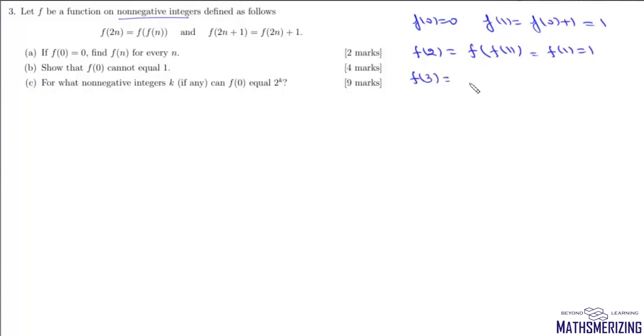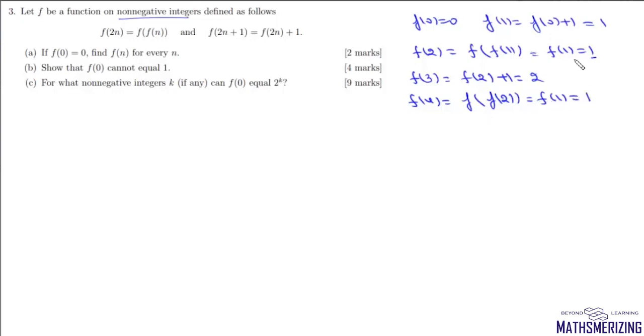f3 will be f2 plus 1. The value of f2 is 1. So it'll be simply 2. We'll find f4 also. So f4 will be f of f2. Now the value of f2 is simply 1. So it'll be f1, and the value of f1 is simply 1.